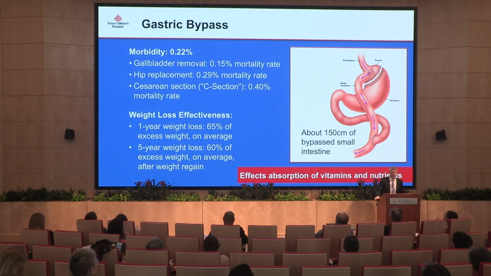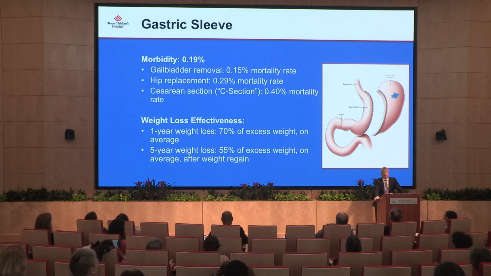But when you think of B vitamin deficiencies, the B is the blood, the brain, macrocytic anemias, we worry about Wernicke's encephalopathy, permanent brain damage. These are not things we want to mess with in this patient population. It's one of the reasons I shy away from this. It is effective. At 1 year, they're typically losing about 65% of their excess weight, and at 5 years, it's pretty durable with 60% staying off after regain.